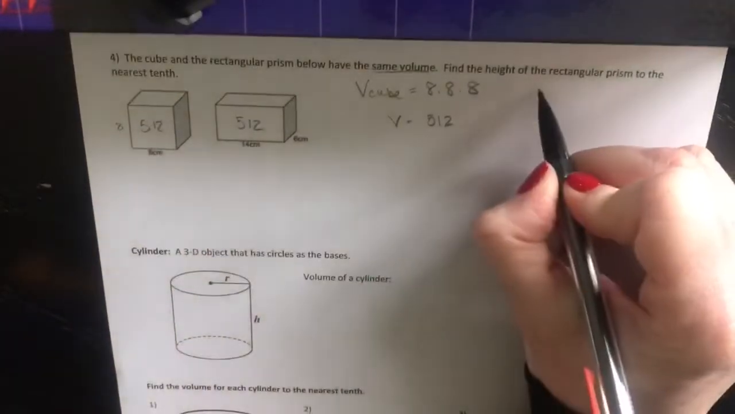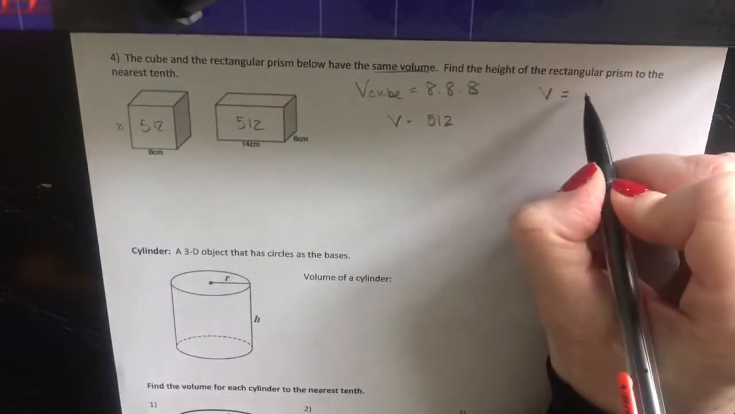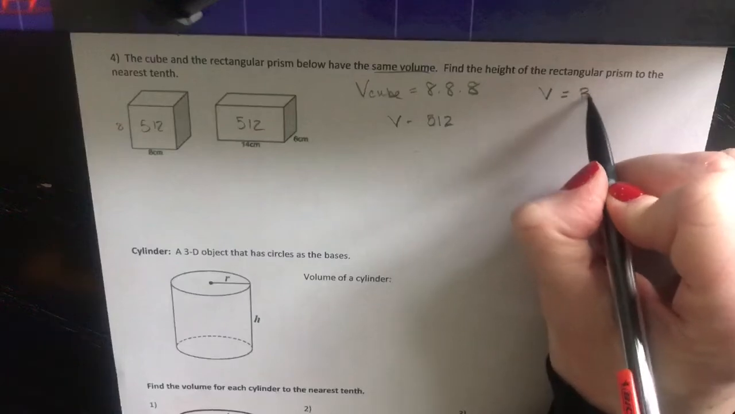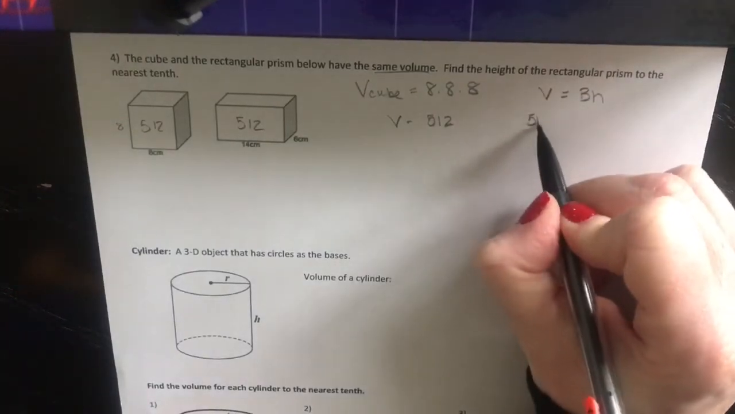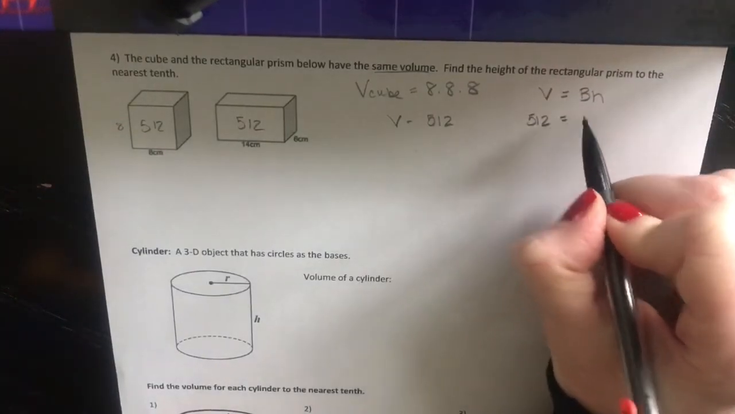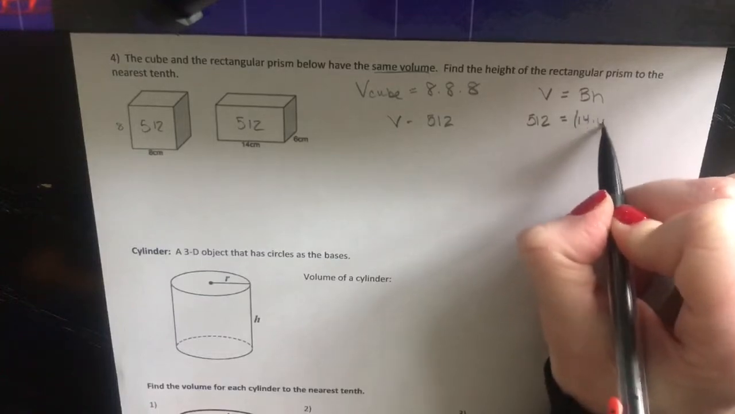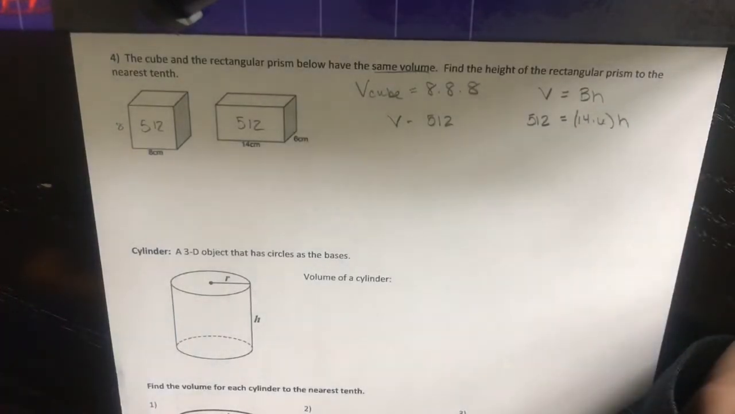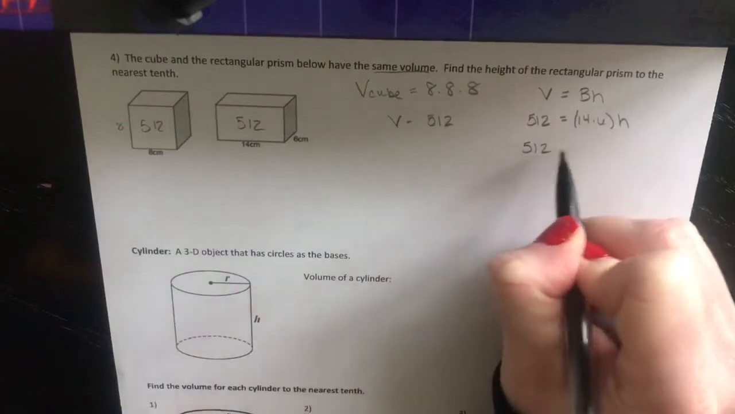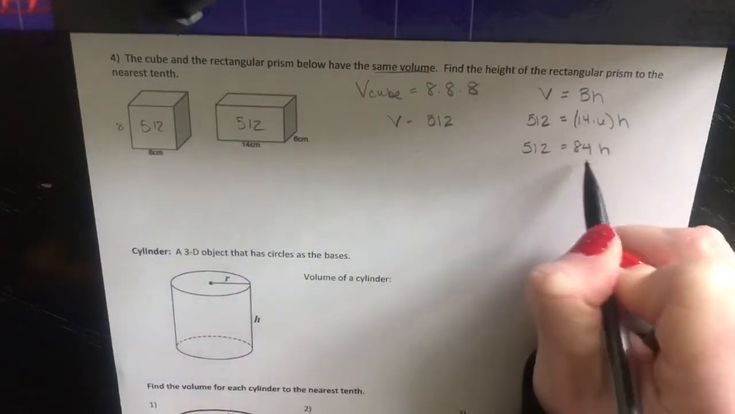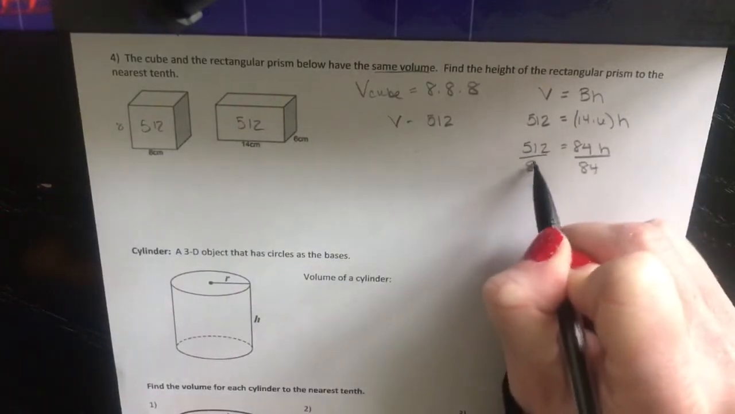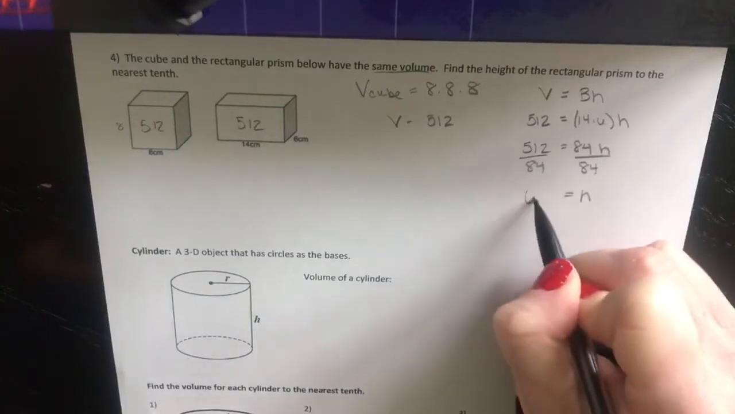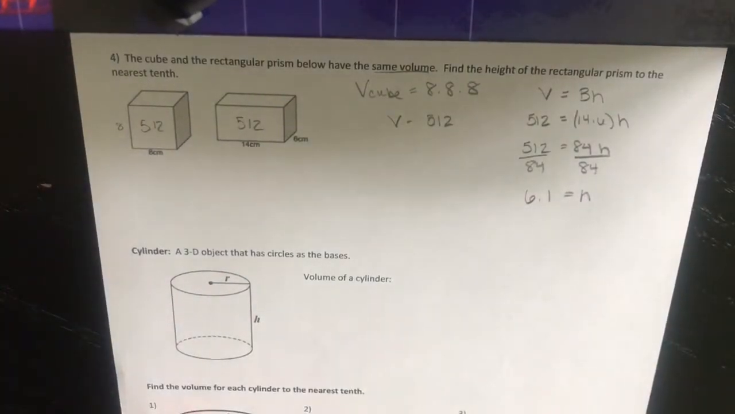So basically what I'm going to do is use my rectangular prism formula. I'm going to fill in the 512 that I already know. The base is 14 times 6, and I don't know the height. So 14 times 6 in your calculator is 84, and then I'm going to divide both sides by 84 to get a height of 6.1 for my nearest tenth height.